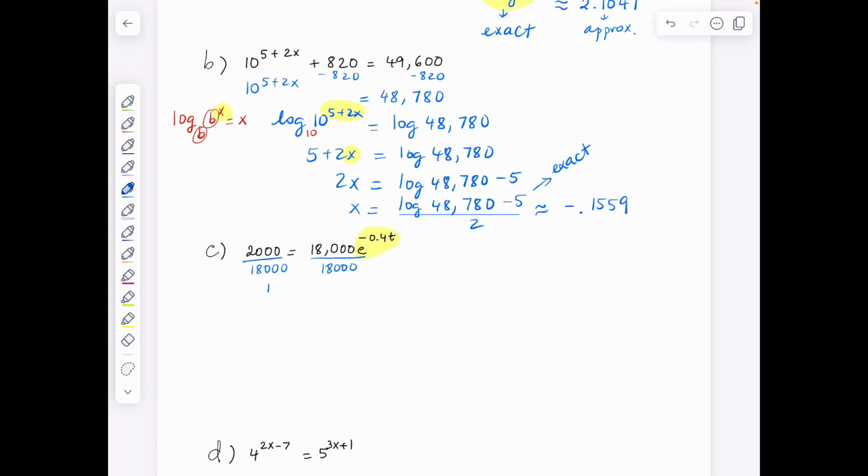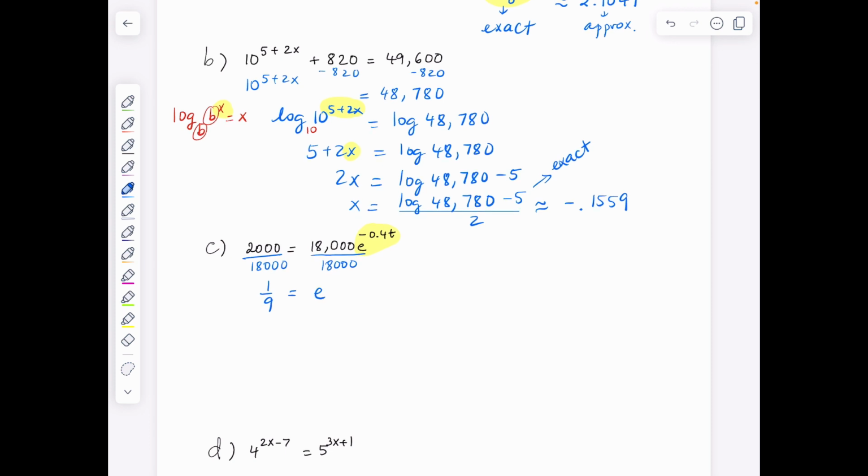And that will give me 1 over 9. Notice that I'm not dividing to get a decimal number because I want an exact answer. And on this side, the 18,000 cancel, so we just have e to the negative 0.4t.